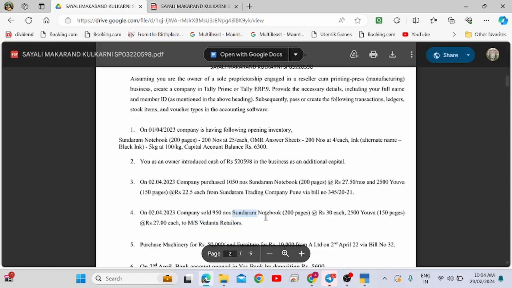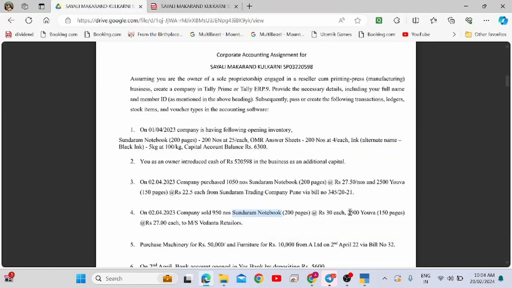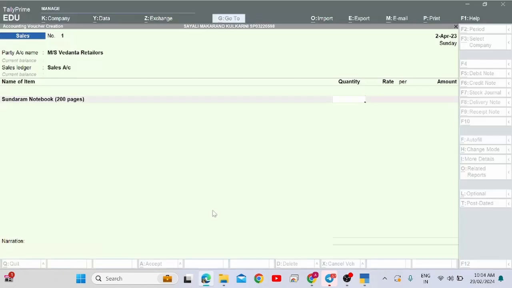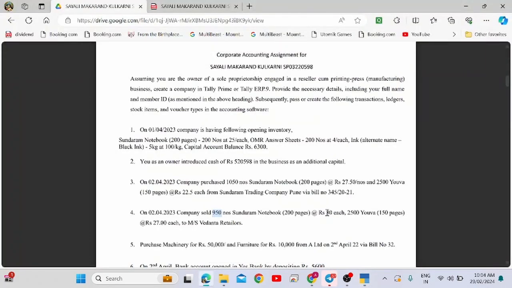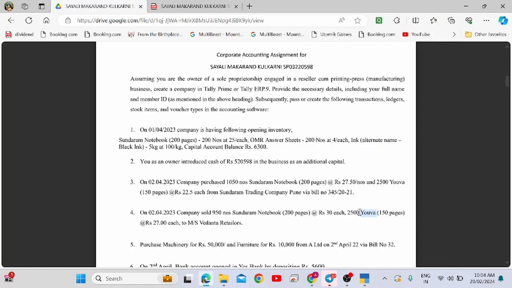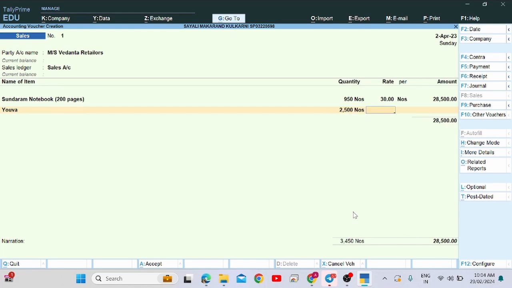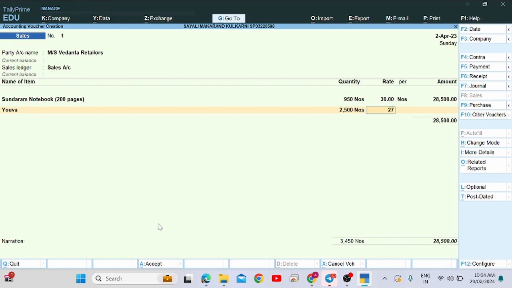And then here I have sold Sundaram notebook 200 pages. Quantity, how many units? 950 units you have sold. And at what rate? At 30, therefore say 30, enter. And then you have sold one more item also, 2500. Now that we have already created it at 2500, no need to check, just give the information, you will get that 27 rupees. 27, enter, accept. These many units we have sold at the given rate, enter.